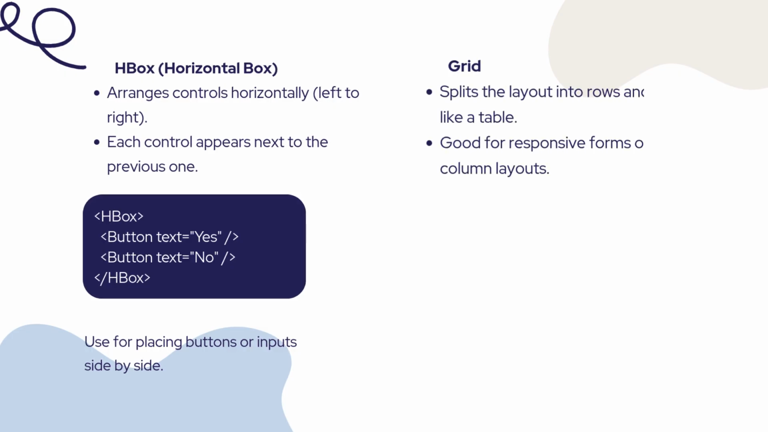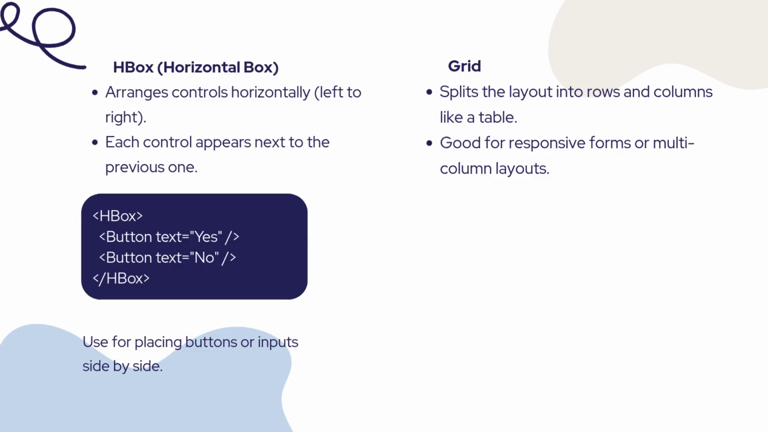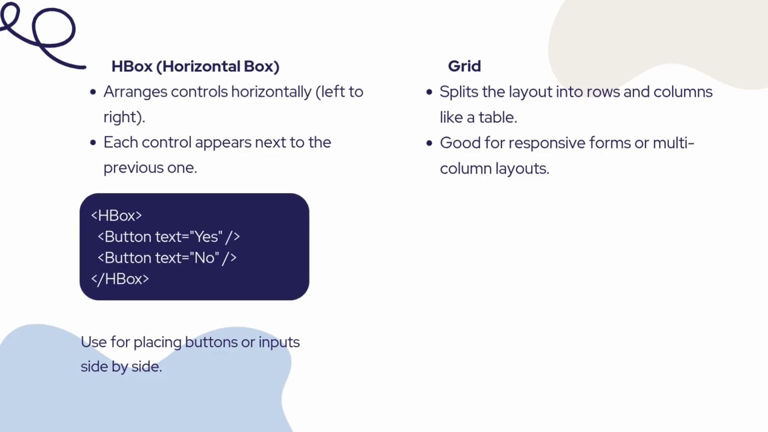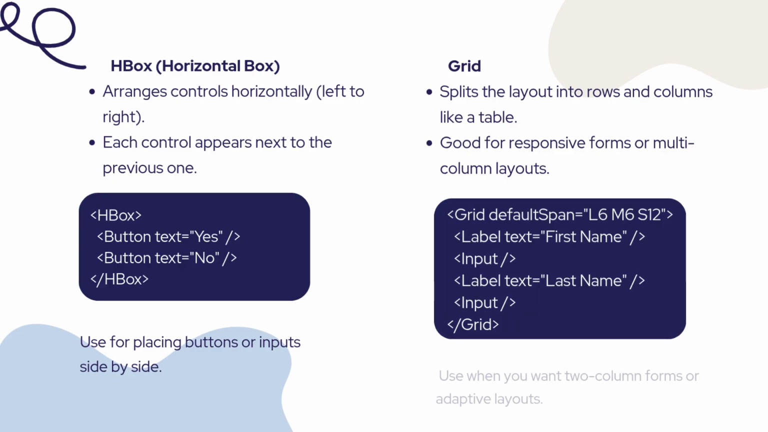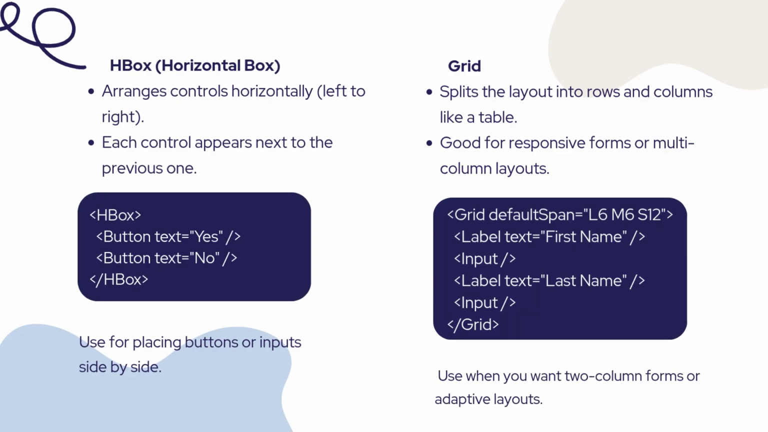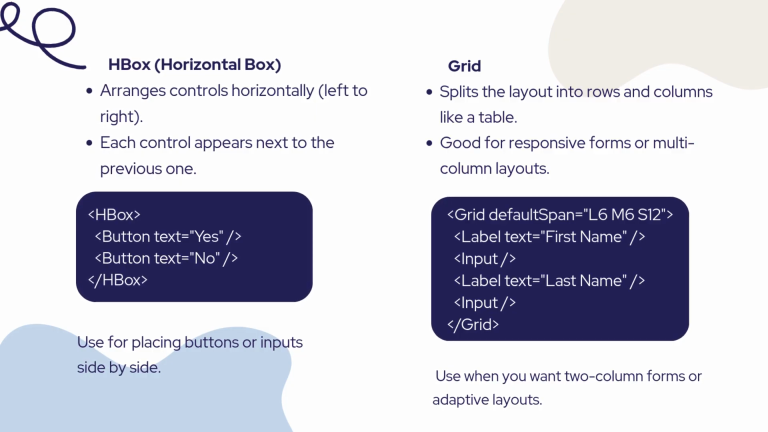The third one is Grid. Grid divides the space into rows and columns, just like a table. Great for two-column forms or responsive layout. In the XML example, you can see here on large and medium screens, each input takes half width, but on a small screen, it takes full width.